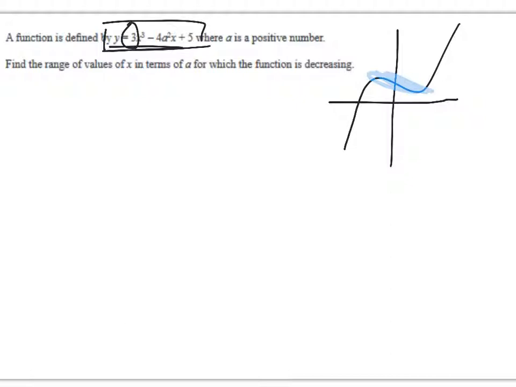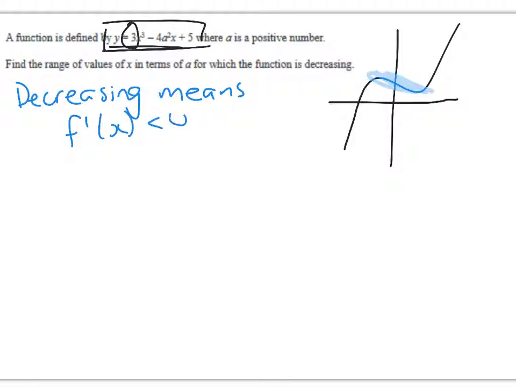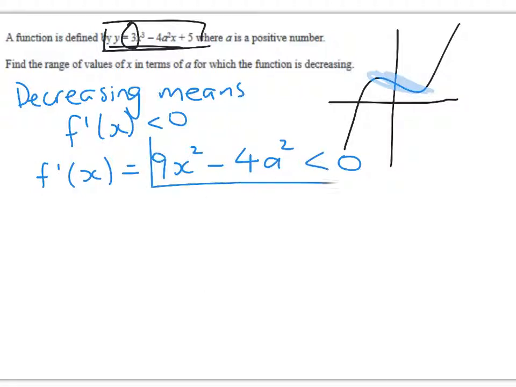Okay, so now we have to say, what does it mean for a function to be decreasing? Decreasing means that the first derivative, the gradient, is negative. So we're going to start by figuring out what's f dash of x. f dash of x is equal to 9x squared minus 4a squared. And we need to have that be negative. So this is what I've got to solve, and I've got to get values of x.